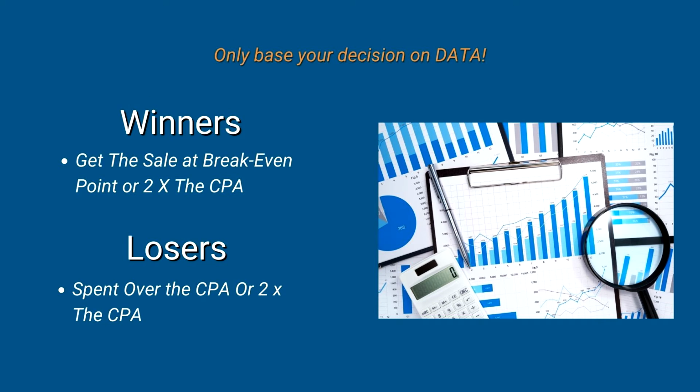Now, when making decisions with your winners and losers, you never want to decide based on what you think is good or bad. Always use the data to make the decisions. If you've spent more than the break-even point or even 2 times your cost per acquisition and still haven't got any results, then turn them off. Especially if you got nothing at all, with data suggesting it just won't work. Don't spend more, because Facebook will unlikely get you a customer after this point.